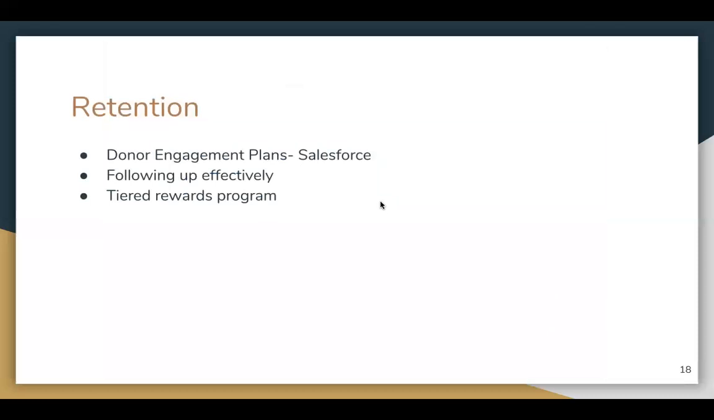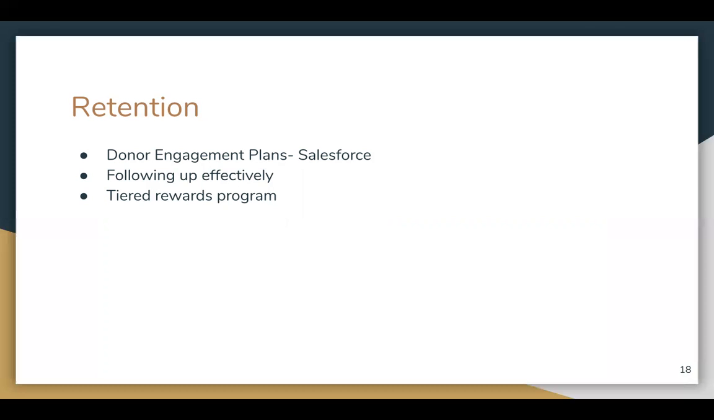So for our retention strategy, we're going to be focusing on 3 key areas. The first is on donor engagement plans. We're going to explore ways to make the most of the Salesforce capabilities that are already available to you through the Nonprofit Success Package, but are currently being underutilized. These will allow you to easily customize engagement plans for individual donors and follow up with them.